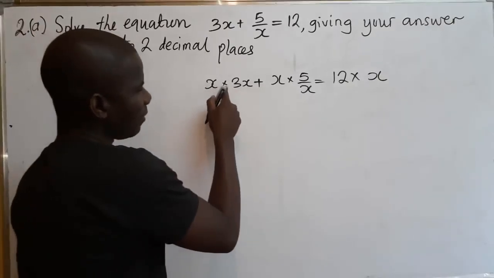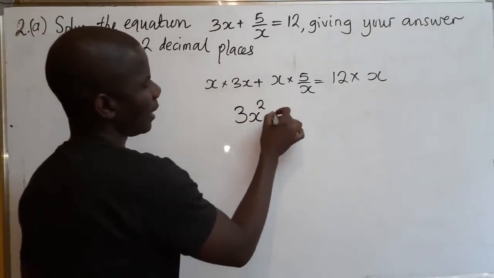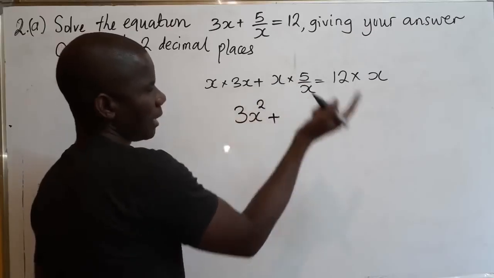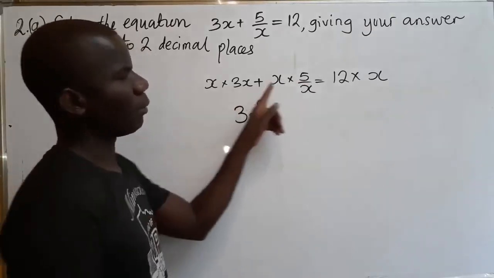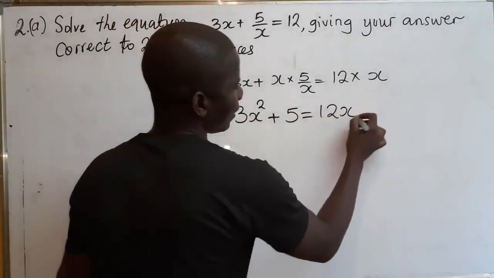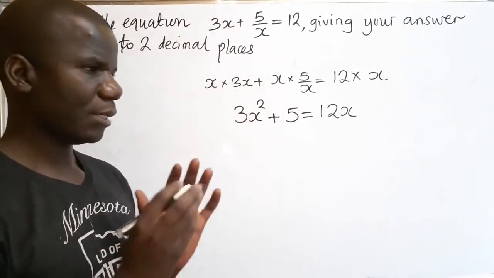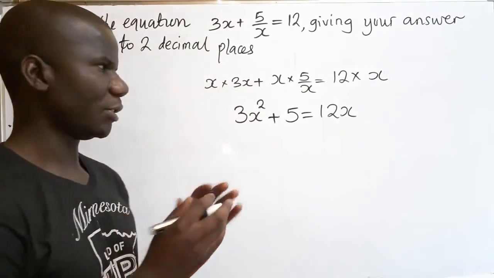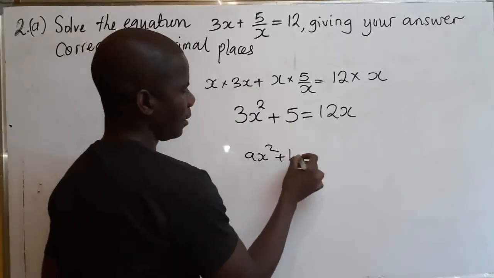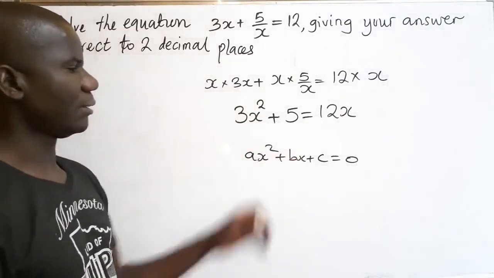So x multiplied by 3x gives us 3x squared, plus this x and this one. Like I already explained, x divided by x is 1. 1 multiplied by 5, we're going to have 5. This is equal to 12x. Okay? So as you may know, the format of our quadratic equation, we need to rewrite this one so that we have it in this form. Okay? I'm sure this is what we want to have. So we need to rewrite this one in this form.